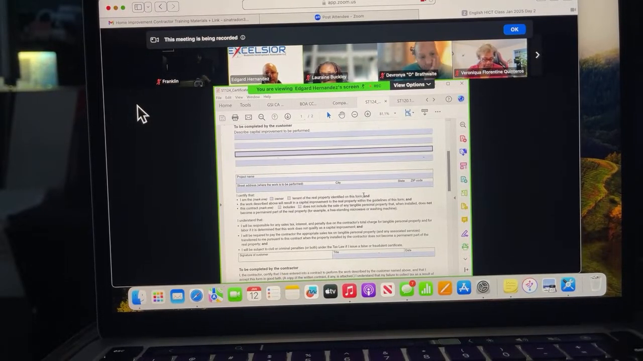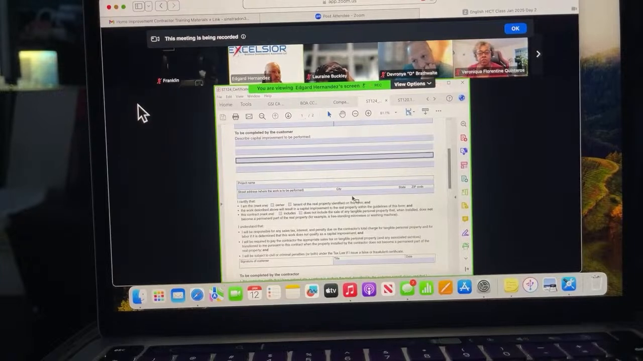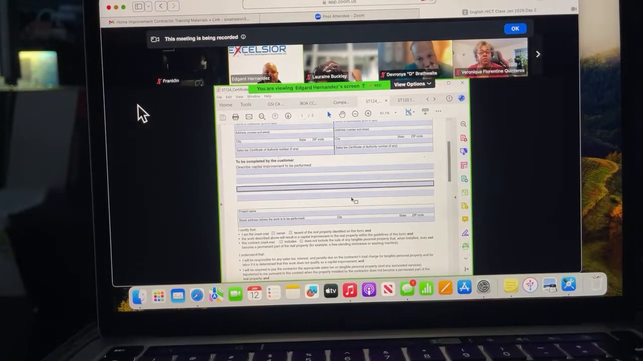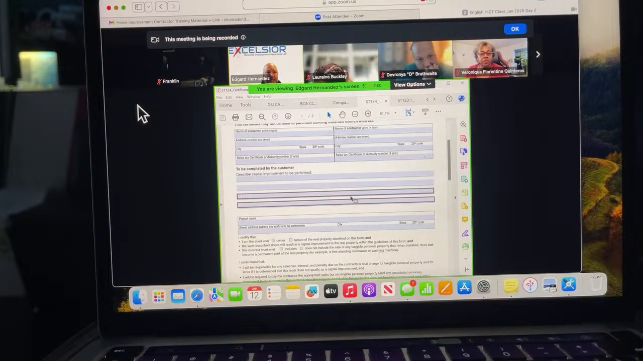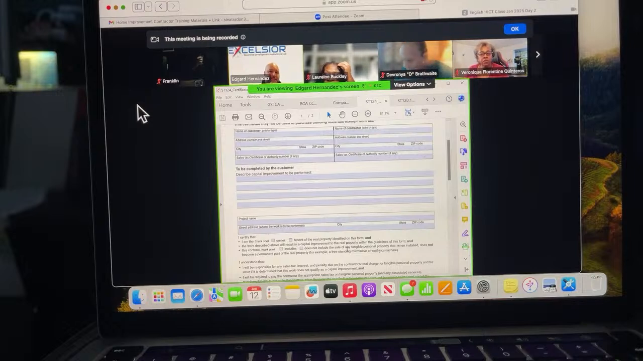Now, remember one thing: if you don't do your checks and balances before you go and do something, and let's say the state comes back to you and says, "Hey, you said this project was capital improvement, but when we looked at it, it's not capital improvement." Who do you think they're going to ask the taxes for? The customer, or are they going to come to you for the taxes that you didn't collect? They're going to come to you. They're not going to the homeowner.